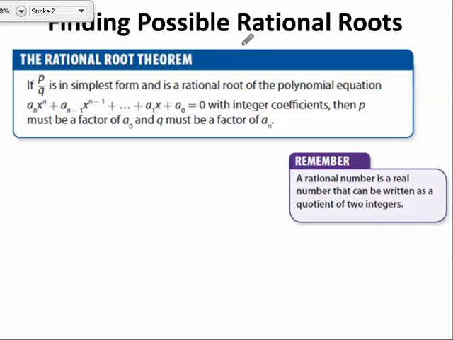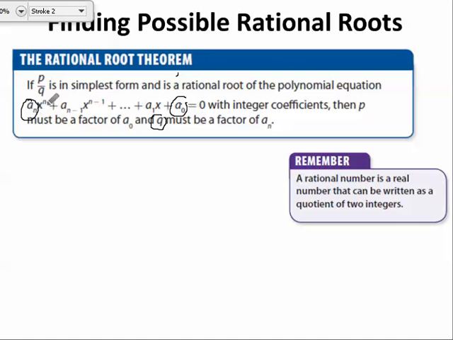Now, in case you don't know what a factor is, this rational root theorem actually tells you that you can take p divided by q in its simplest form as a rational root of the polynomial. It's telling you that p must be a factor of a sub 0 and q must be a factor of a sub n, the highest order.